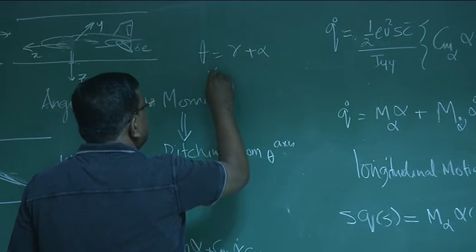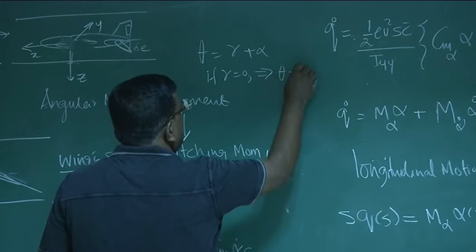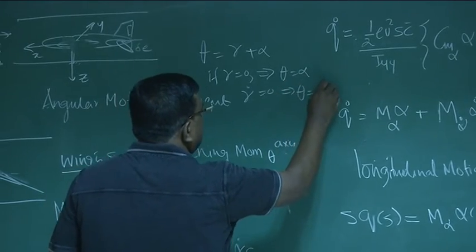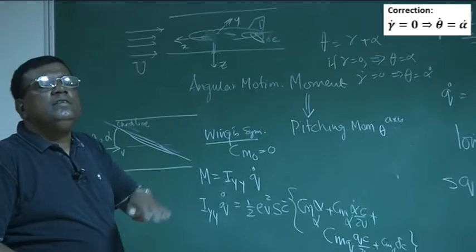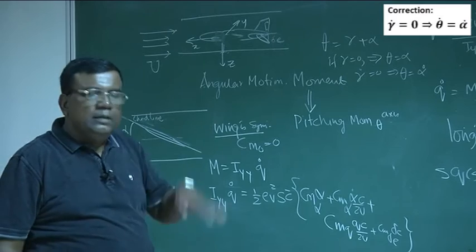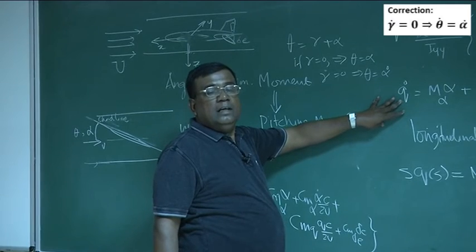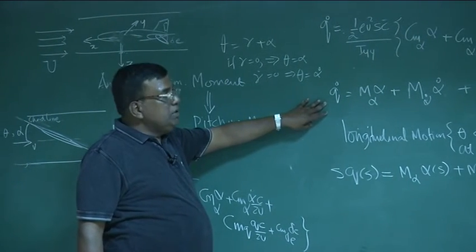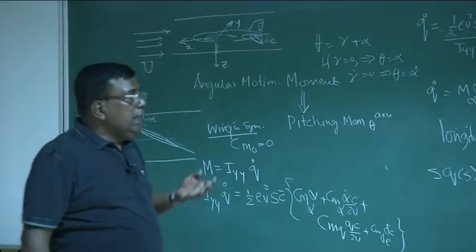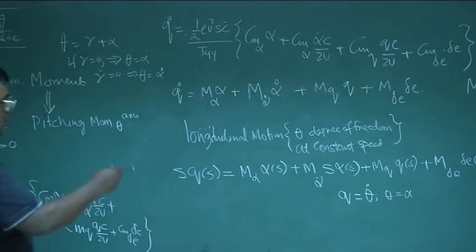So if gamma is 0, that implies theta equals alpha, and if gamma dot is 0, this implies theta dot equals alpha dot. What is the physical meaning? If the disturbance is so small that it doesn't really create large plunging motion, then this approximation will work very well to get some relevant understanding about natural frequency and damping ratio, which is our target. So we are not very far off from here, because we are talking about small perturbation, and that is where this simple equation has so much meaning for a designer. Okay, so we come here.